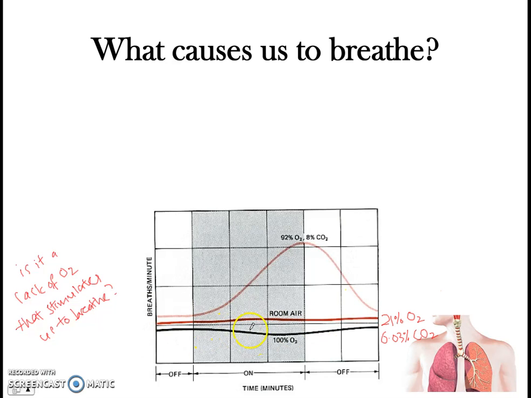Now, let's look at this line here above it. This line shows you the breaths per minute of the person when he is breathing 92% oxygen and 8% carbon dioxide. What do you notice? Notice that when he breathes in 92% oxygen and 8% carbon dioxide, the number of breaths actually increases. So he is stimulated to breathe more.